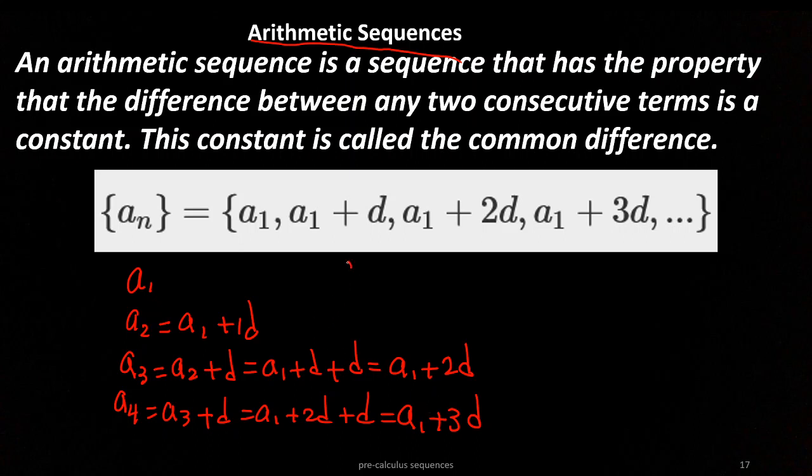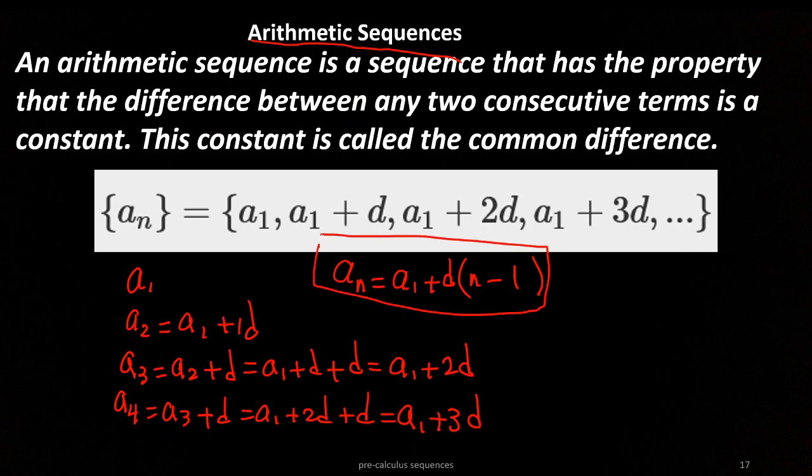So it looks like the general formula is always A1 plus what? How many D's? N minus 1. So A sub 3 would be A1 plus D times 3 minus 1, and so forth. So this is a recursive formula for what? For arithmetic sequence.